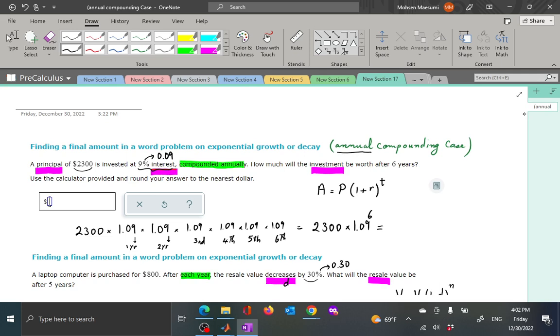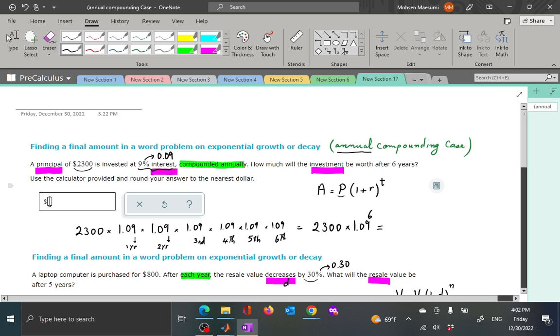We want to find out how much of this thing is going to be at the end of a certain period. So in the case of finance, the original amount is called principal, and this is the accrued amount. And this is the number of years that you have, and R is the interest rate written in decimal.